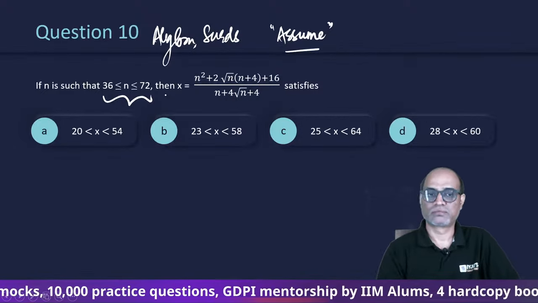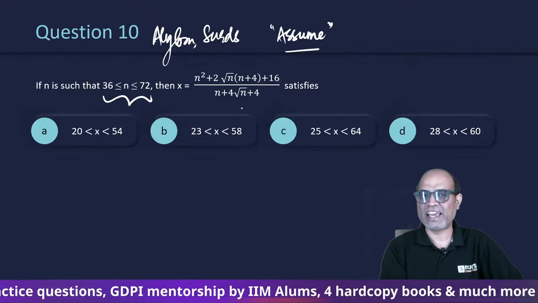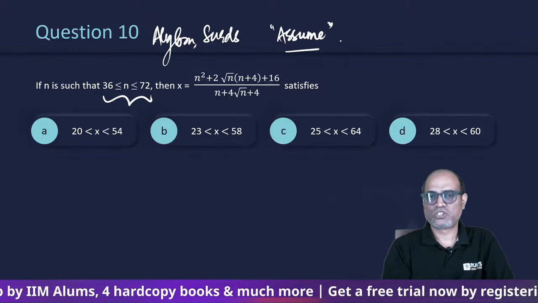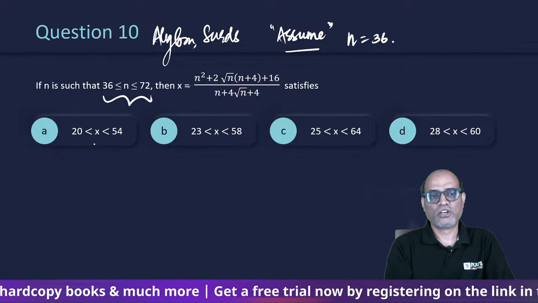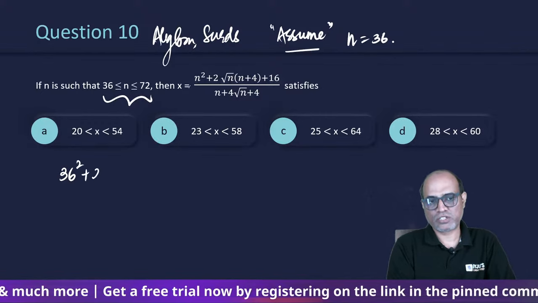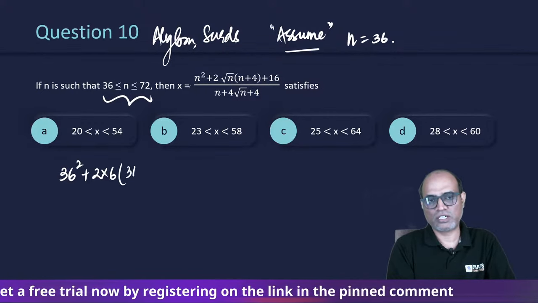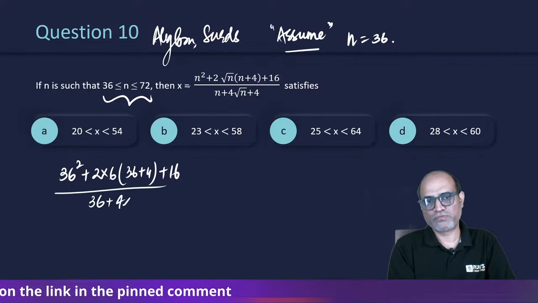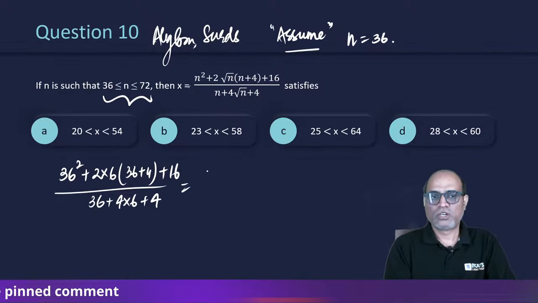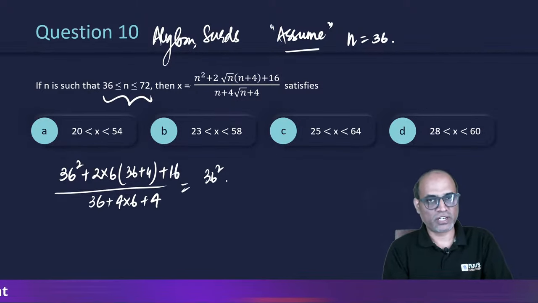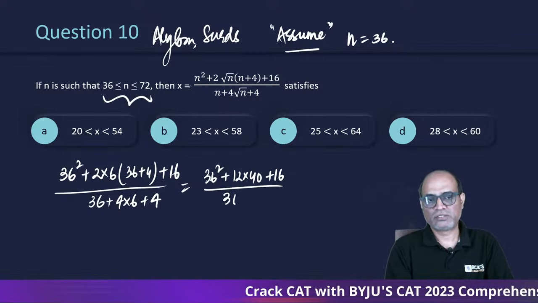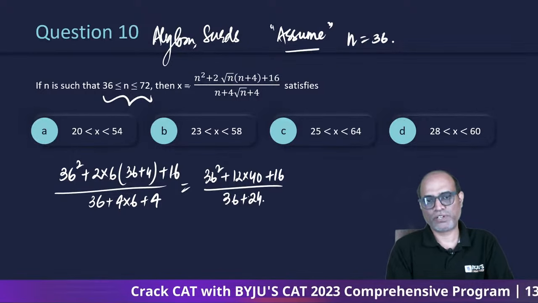So what I will do is, looking at the options, I need n to be a number such that its square root can be found easily. So I will take n is equal to 36. So that my question becomes 36 square plus 2 times 6 into 36 plus 4 plus 16 divided by 36 plus 4 times 6 plus 4. So this is 36 square. I'm not going to solve 36 square. Plus 12 into 40 plus 16 divided by 36 plus 24 plus 4.